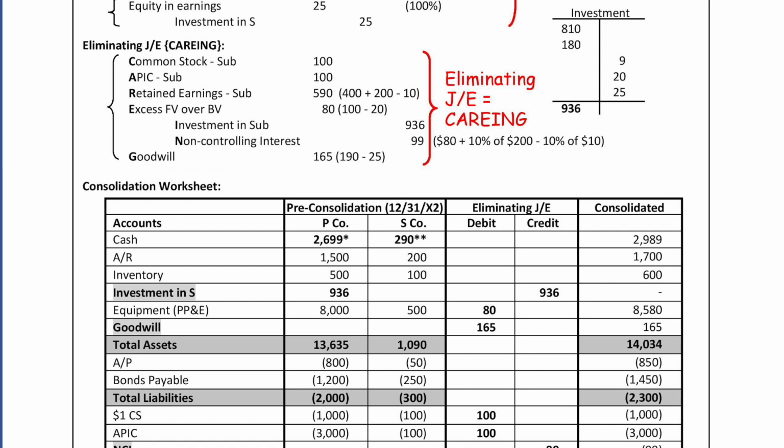And with this, we are set to prepare the consolidation worksheet. Put a box around worksheet. So we have the pre-consolidation numbers for the parent and the subsidiary. And then we would make adjustments for the eliminating journal entry. Draw an arrow there. And this gets us to consolidated balance sheet. Highlight consolidated.